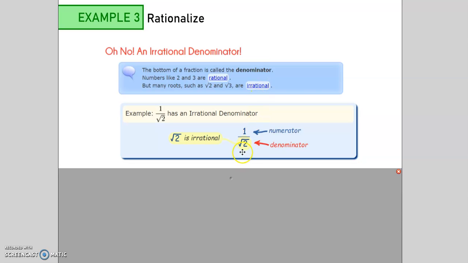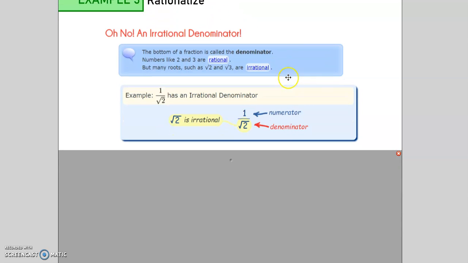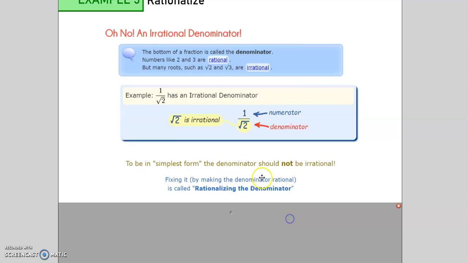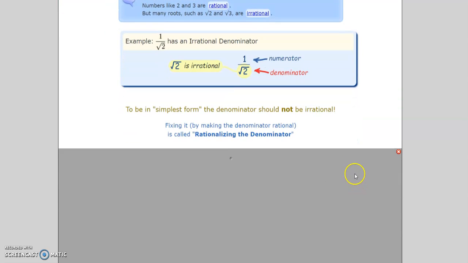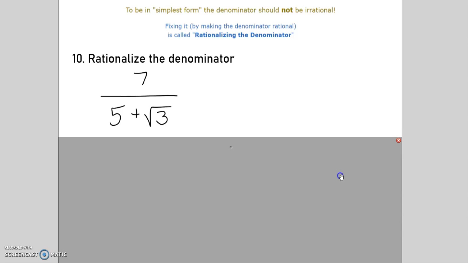When we have a square root, though, that represents a number that is irrational. So I need to get rid of it as soon as I can by going through this process of rationalizing the denominator. Okay? And that's why we go through this process, because we want the denominator to not be irrational. And by doing this, we're going to make it rational. So this would be the type of example we're going to see.